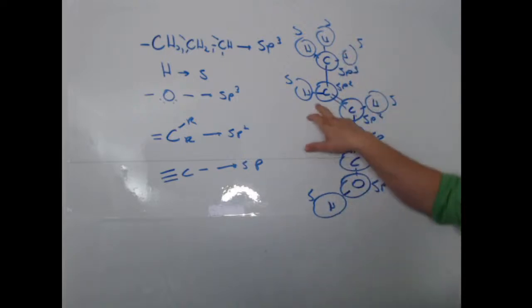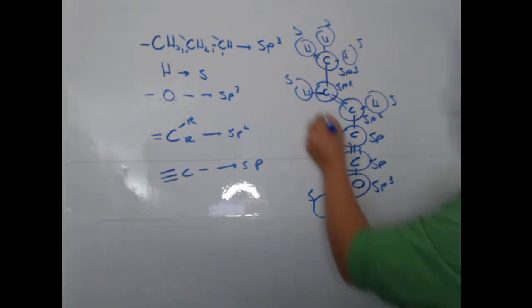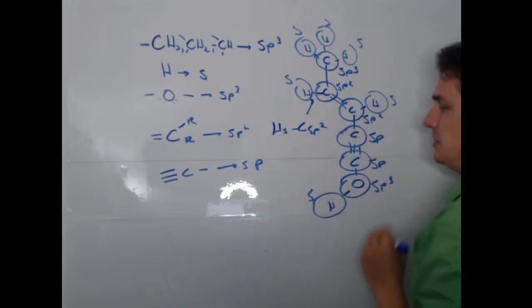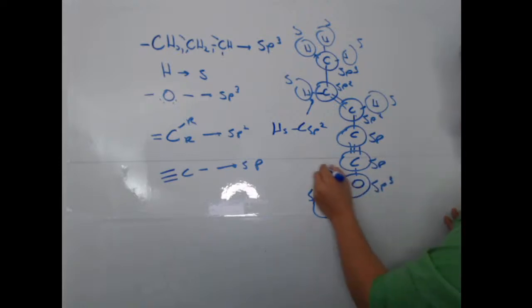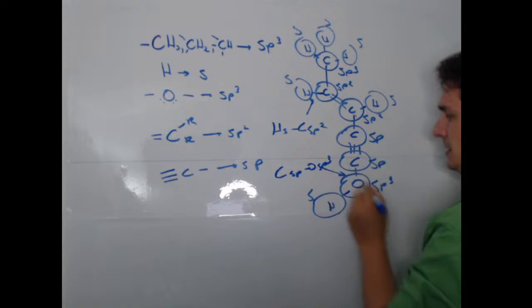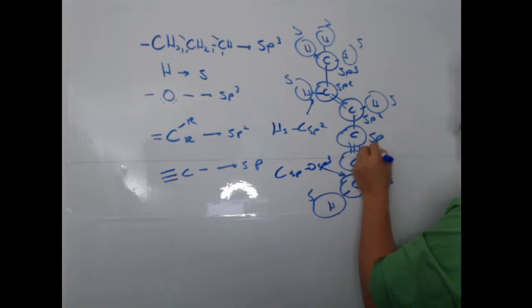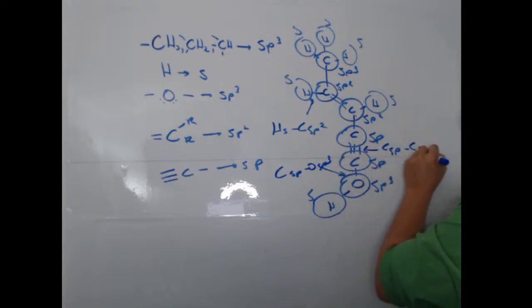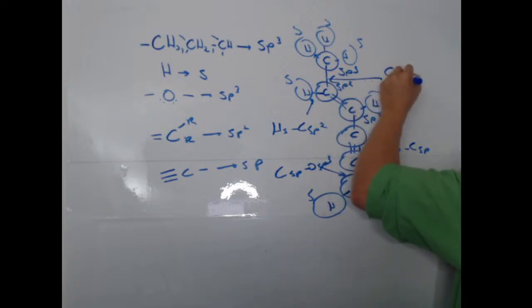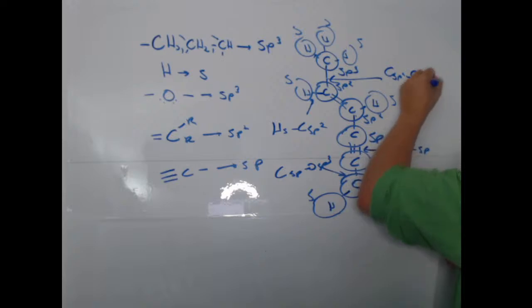So to describe any bond, this H-C bond here is a hydrogen s to a carbon sp2 bond. When it comes to this carbon-oxygen, this is a carbon sp to an oxygen sp3. This is a carbon sp to a carbon sp, and this bond here is a carbon sp2 to a carbon sp3.